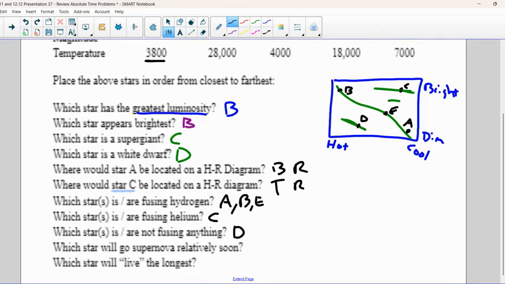Which star will go supernova relatively soon? That would be star C because it's a supergiant. It will then go supernova. Which star will live the longest? And that should be, I should have added on the main sequence. And star A, because it's a little teeny tiny red star, is the one that will live the longest. Then E, and then B is going to live the shortest because it's so big and hot, it burns really, really fast and runs out of energy very, very quickly.